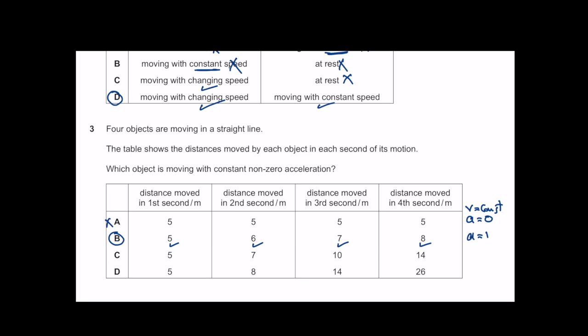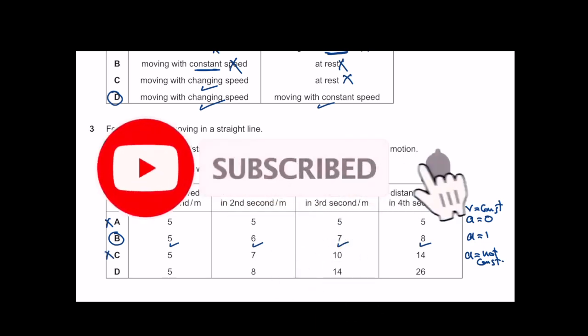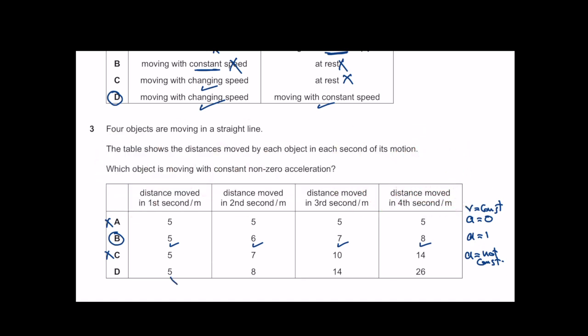Here, the speed was 5. Now the speed is 7, increased by 2. Then from 7 to 10, increased by 3. So this is not constant; the acceleration is not constant. It's increasing acceleration. So I will not choose C. For the distance moved in the first second, if it was 5, then 8. Here we have an increment in velocity of 3, and here we have an increment of 6. So this is not constant. Again, I will not choose D. So the right answer here is B.